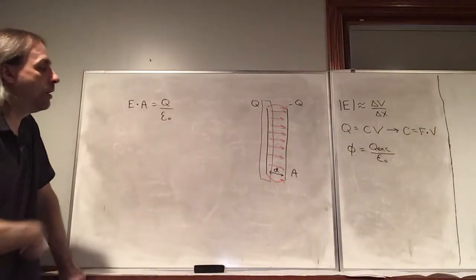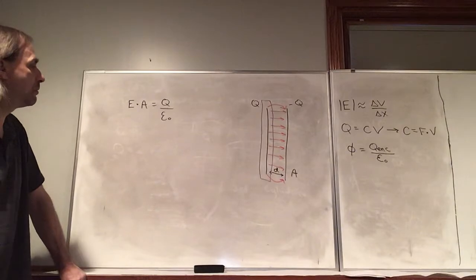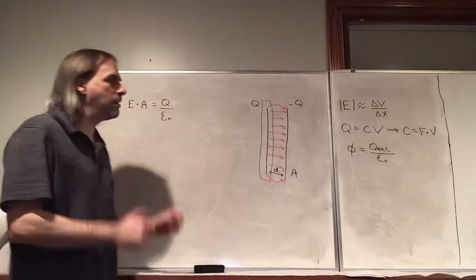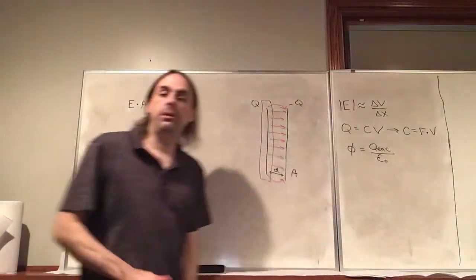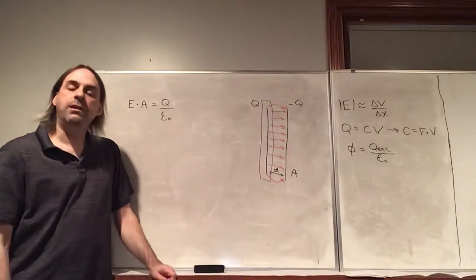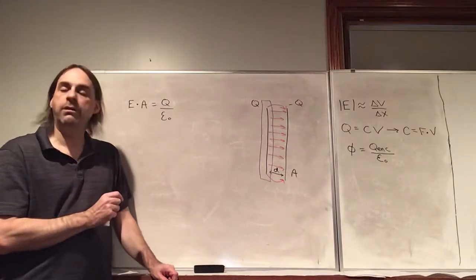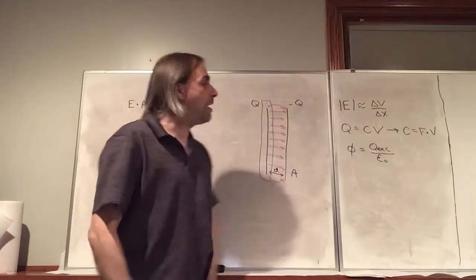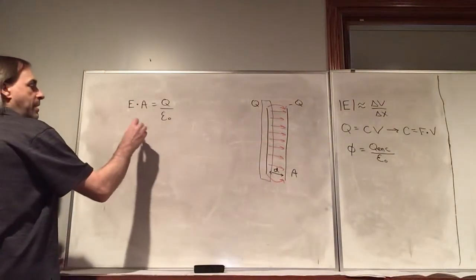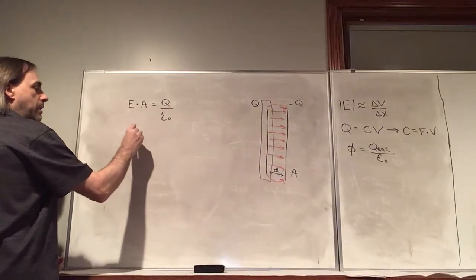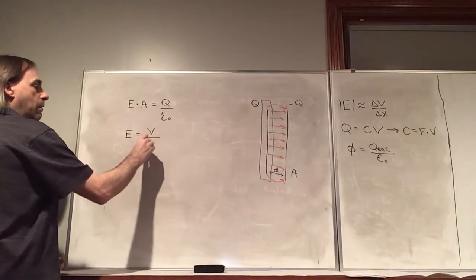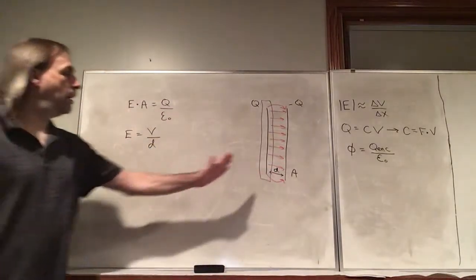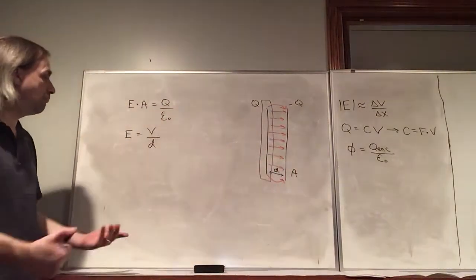Okay. So that's the first step. We have a relationship between the electric field and Q. What we really want is a relation between Q and V. So now we need a relation between the electric field and the potential, and that's what we have here. For a parallel plate capacitor, the electric field would simply be V over d. The potential difference between the plates is V, and the distance is d, so that's it.